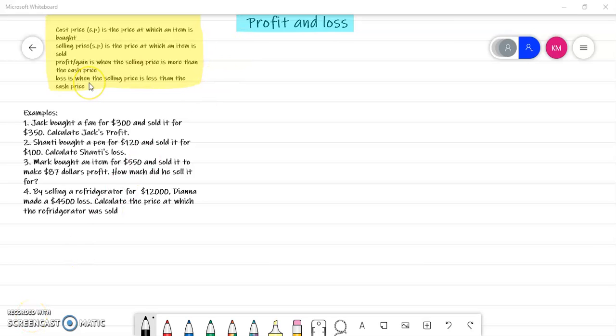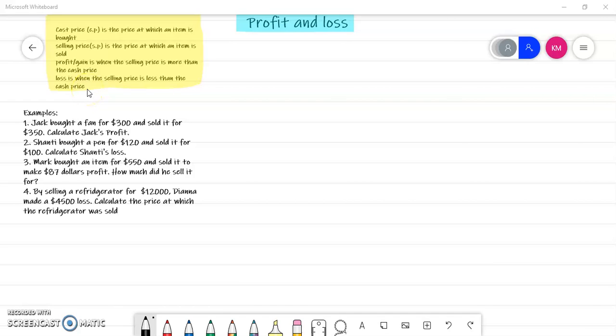Okay, profit and loss. Now, in primary school, you would have heard the topic profit and loss. I'm just going to review some basic terms. Cost price, which sometimes you are going to see an abbreviation for CP, is the price at which an item is bought. Selling price, abbreviated sometimes as SP, is the price at which an item is sold. Profit or gain is when the selling price is more than the cost price. And loss is when the selling price is less than the cost price.